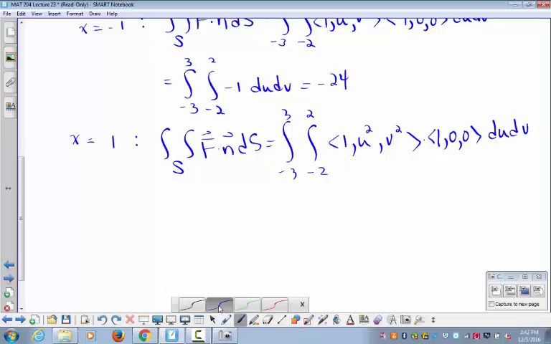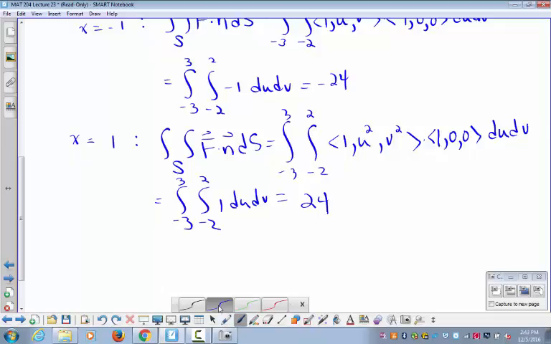So here, what do we end up with? Yeah. So here we end up with 1, the dU dV. Here we end up with +24. So we see that the outward flux through x equals -1 is -24. Outward flux through the front is +24. Those add to 0, so the net flux through the X planes is 0.